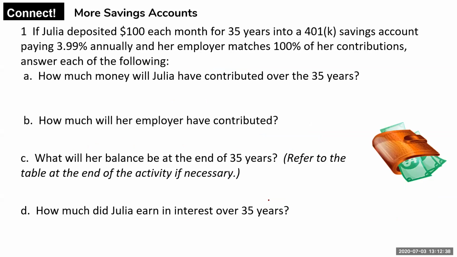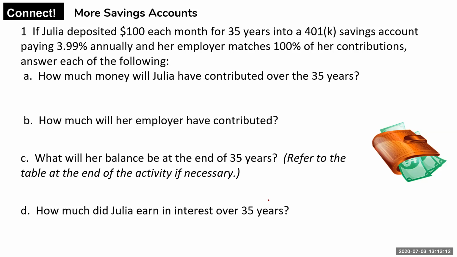All right, now we are looking at another person, Julia, right? So Julia deposited 100 each month for 35 years into a 401k savings account, and the account pays 3.99% annually, and her employer matches 100%. This is a very good company, isn't it? All right. Now we want to answer each of the following questions.